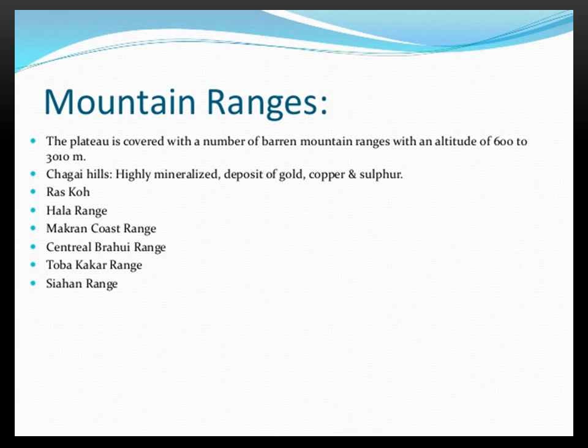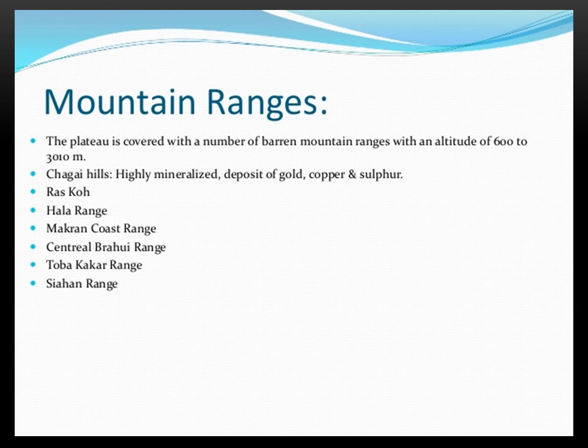This is the mountain ranges of the Balochistan plateau. The Balochistan plateau landscape is covered with a number of barren mountain ranges with an altitude of between 600 to 3010 meters. These mountains are barren ranges and are highly mineralized. Barren means unproductive. So they are unproductive, but they are mineralized. A lot of minerals are found there, especially in the Chaghi Hills, including copper, gold, and sulfur deposits. Many are in the process of exploration.